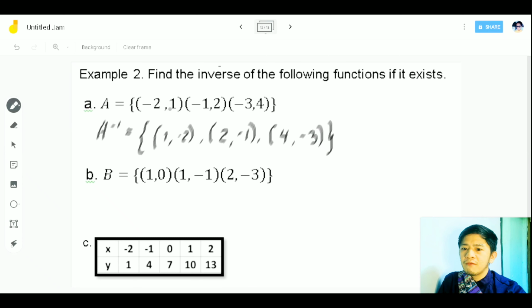So in letter A, is that a function? Yes, that is a function. And that is also a one-to-one function. Because, as you can see, every y value has a different x value.